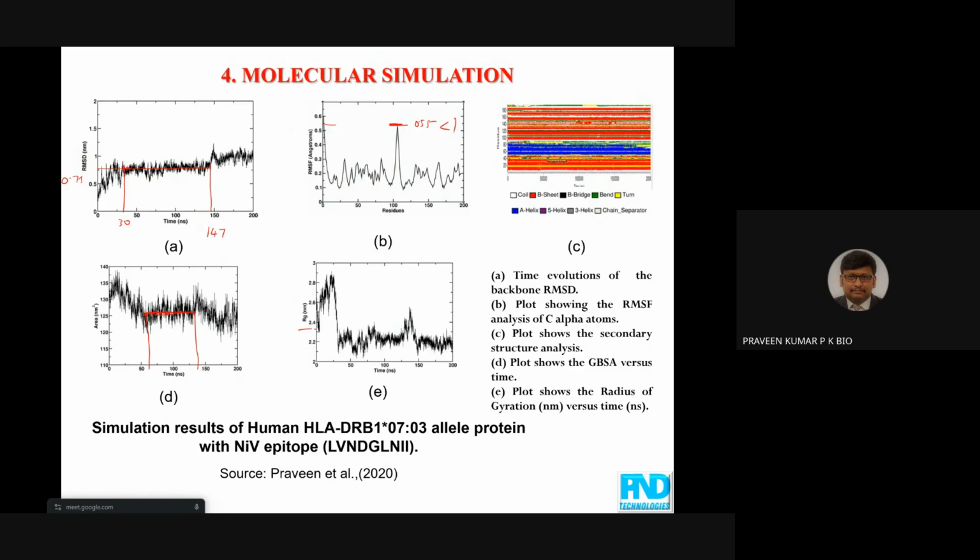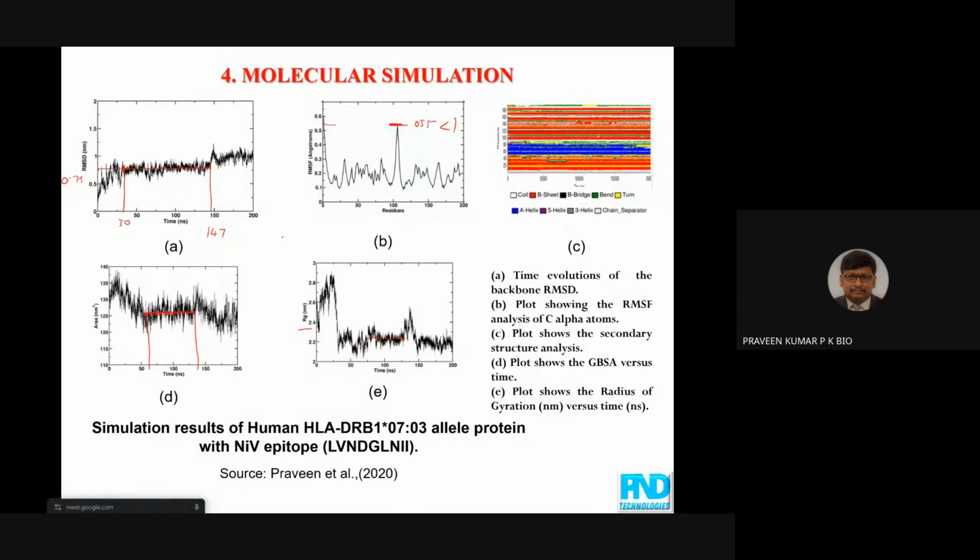And radius of gyration tells about the moment of inertia. So here also you check the stable thing. Okay, so generally MD simulation is used to check the stability of binding of peptide with proteins, over a period of time.